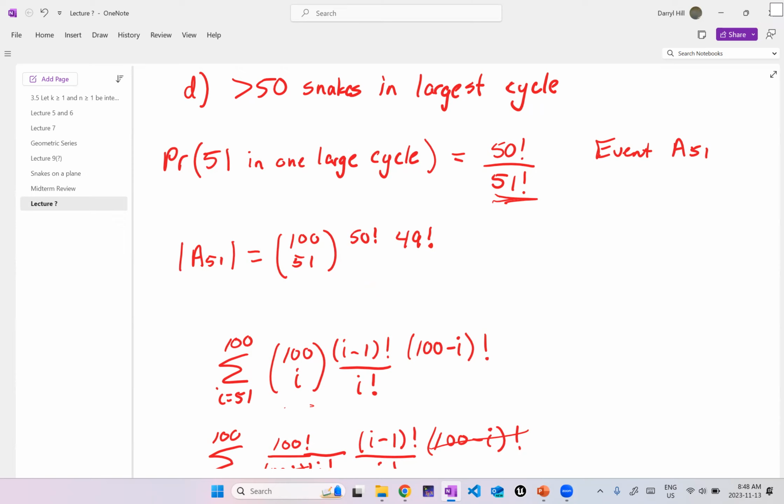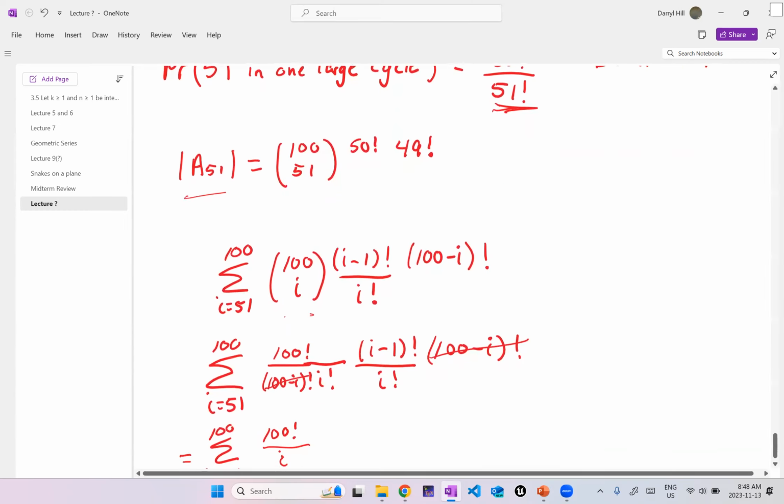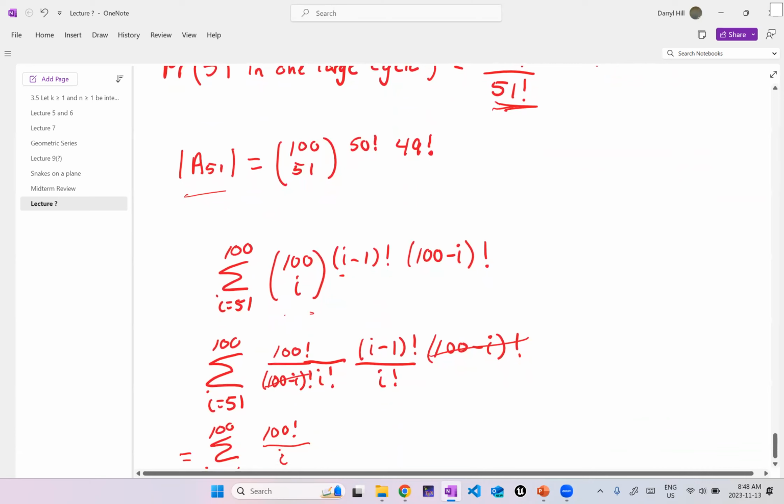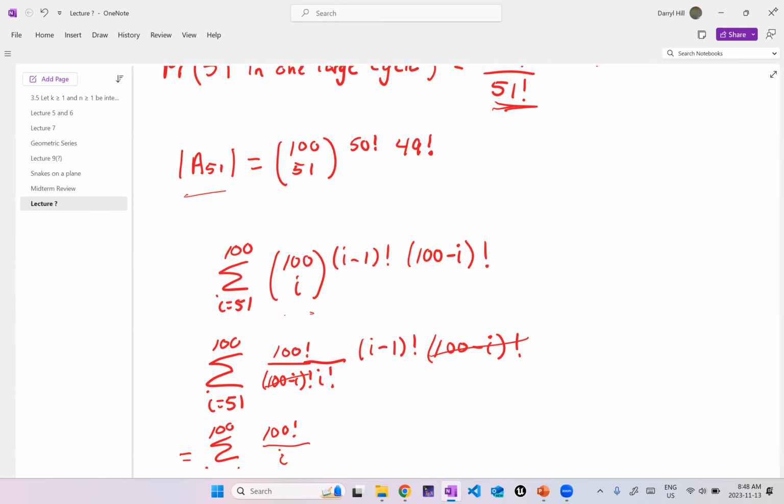Okay. So I slipped a little probability into a pure counting. Here I just wanted to count the size of the set where I have 51 snakes in the largest cycle. And then I threw that extra term in by mistake. Okay. Does it make sense? Questions on that?